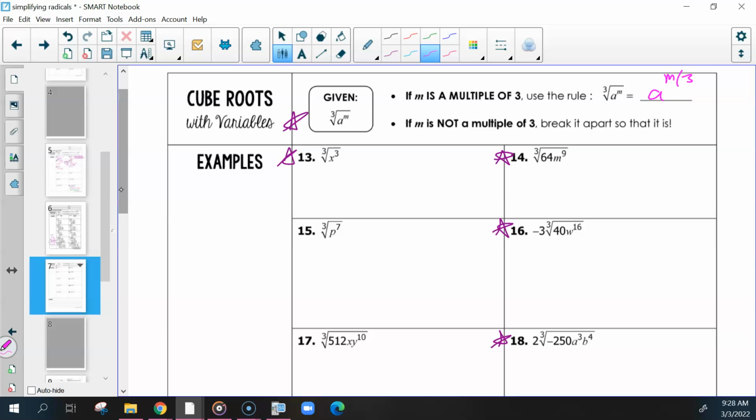For 13, if we have the cube root of x to the third, so I'll do this all 3 ways, and then if we again don't like that first method, that's fine. 3 is a multiple of 3. So we can divide this by 3. And what would that give us? 1.